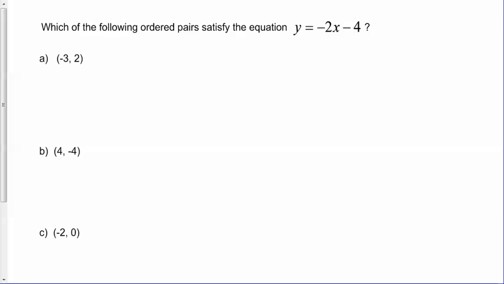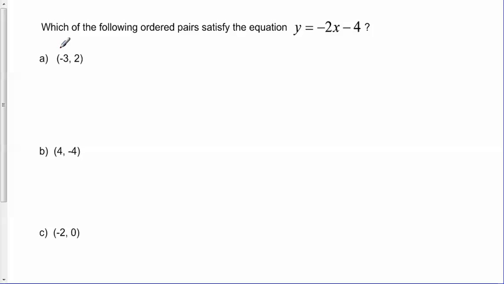Which of the following ordered pairs satisfy the equation y equals negative 2x minus 4? We're given three different ordered pairs, and we want to see which of them will satisfy this equation, which of them will make this equation true. So a couple of things to keep in mind when we're looking at an ordered pair.